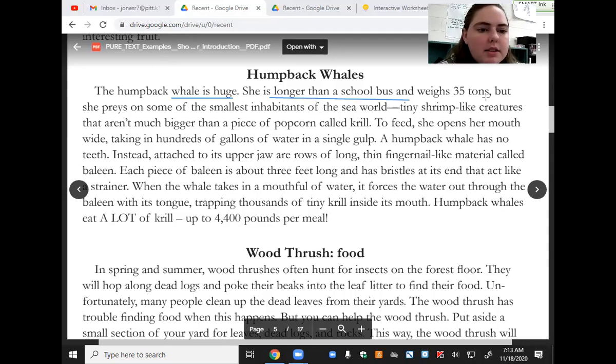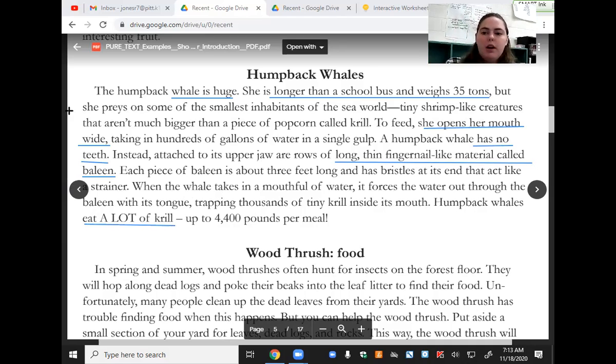So we have, it's huge. She's longer than a school bus and weighs 35 pounds. When she eats, she opens her mouth wide. She has no teeth. She has long, thin, fingernail-like material called baleen. The baleen is 3 feet long. So it can eat a lot of krill. So it described a humpback whale and how it eats to us. So those would be our descriptive sections.